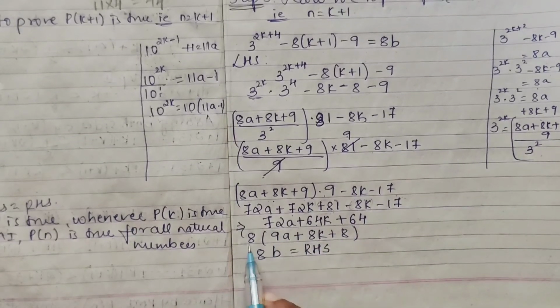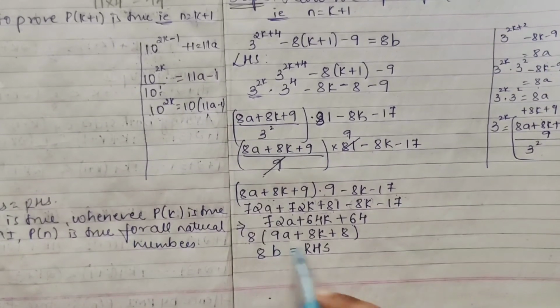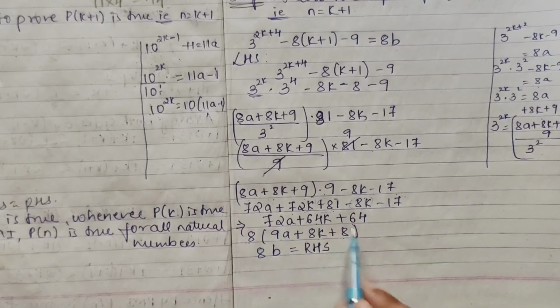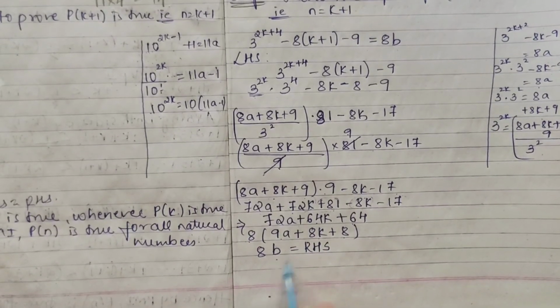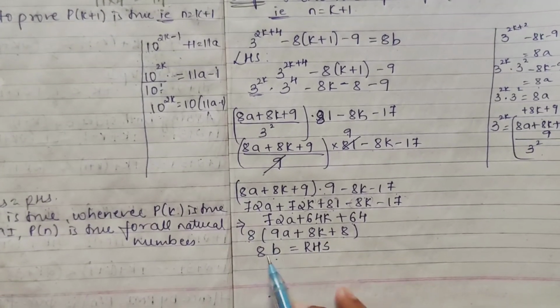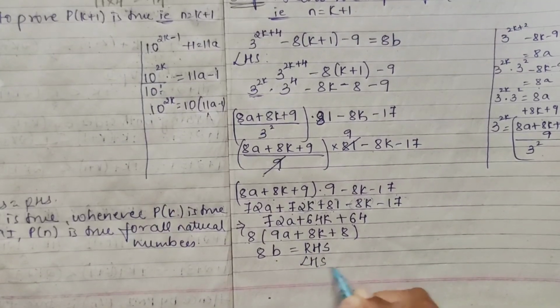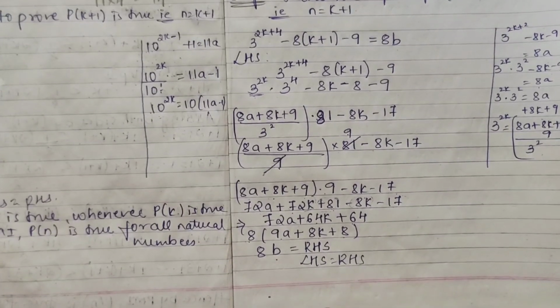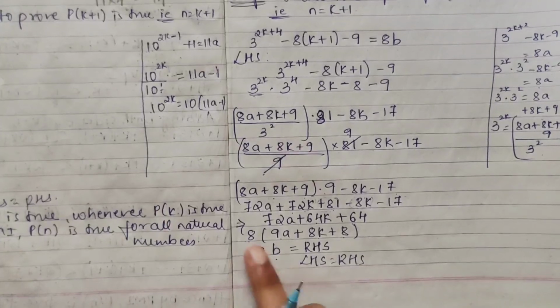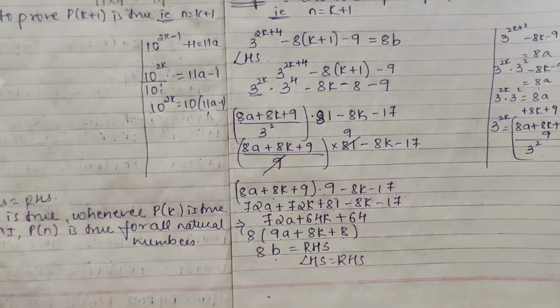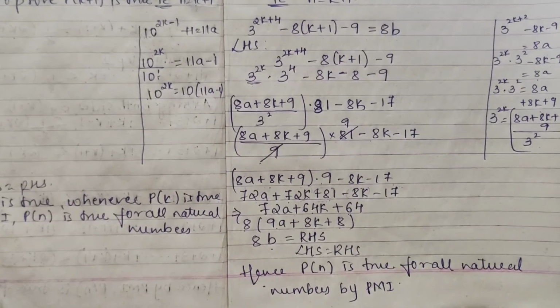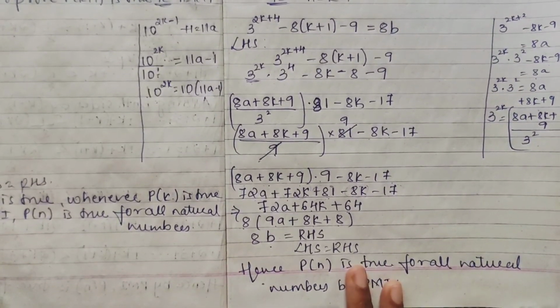From this, I can take 8 common, right? So 9a plus 8k plus 8, everything I am taking as b. Whatever, let it be, but take it as your b, which is equal to your RHS. So LHS is equal to RHS. Hence your 8b is true, whatever statement is given is true. Hence it is true for all natural numbers. The statement is true for all natural numbers.